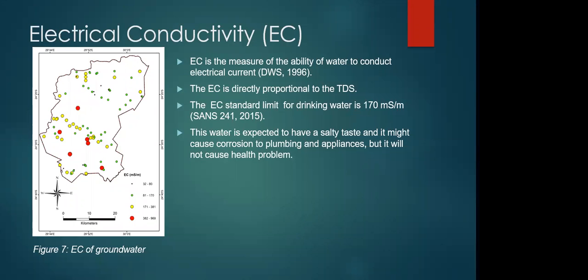So the water which has this electrical conductivity is expected to have a salty taste, and it might also cause corrosion to plumbing and appliances, but it will not cause health-related problems. So in the study area, we have boreholes which exceed this amount. These are the boreholes which are represented by a red color and also a yellow color.